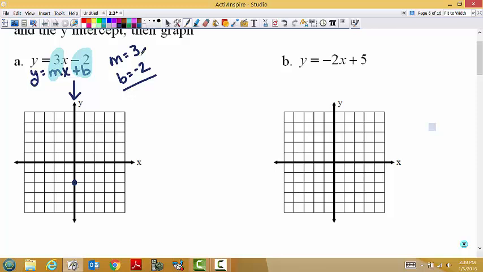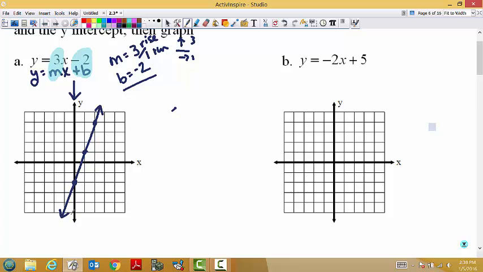Remember that slope is a fraction. It's rise over run. The top number tells you to go up 3 and over 1. So I'm going to count. I'm going to start at my negative 2, and I'm going to count 1, 2, 3, over 1. Up 1, 2, 3, over 1. And you just connect your dots with a line.